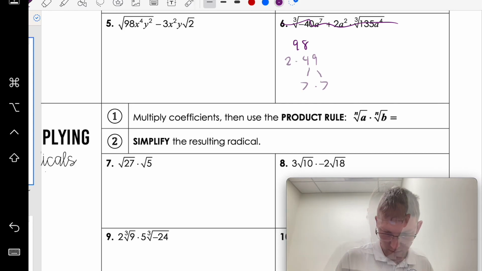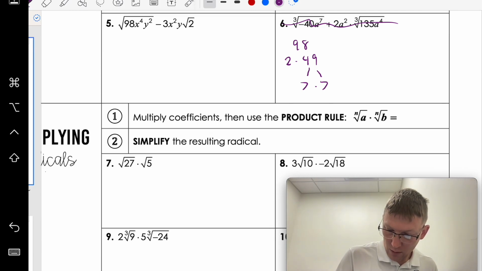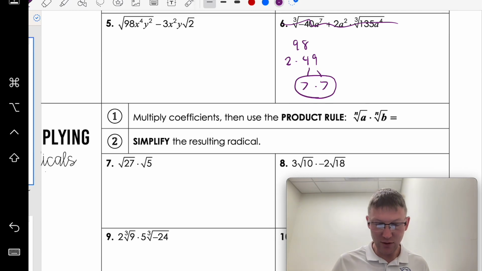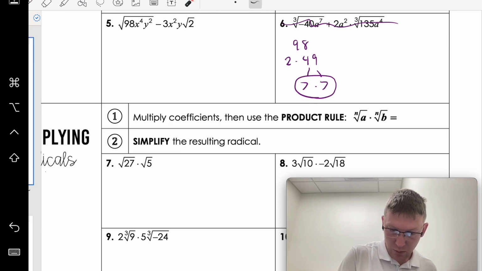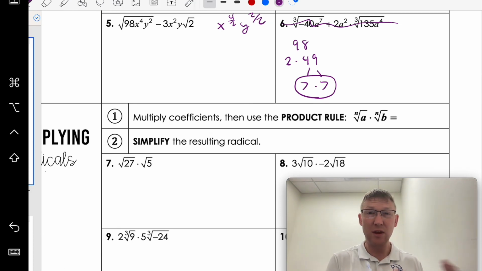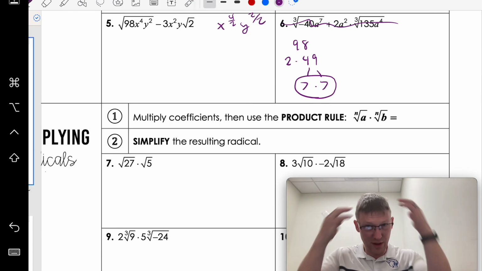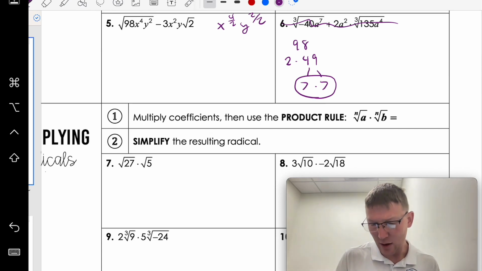And with the magic of technology, I'm done. So it's a square root. I found a 7 and a 7, so that 7 is going to come out. And then that 2 is going to stay inside. And then when we look at our variables, remember, we're doing square roots. So that's also the same as writing it like x to the 4 over 2 times y to the 2 over 2. So I'm going to use that fractional thing. You don't necessarily have to write that out, but that's kind of where my head's at. And that's how I think about bringing those variables outside of the square root.